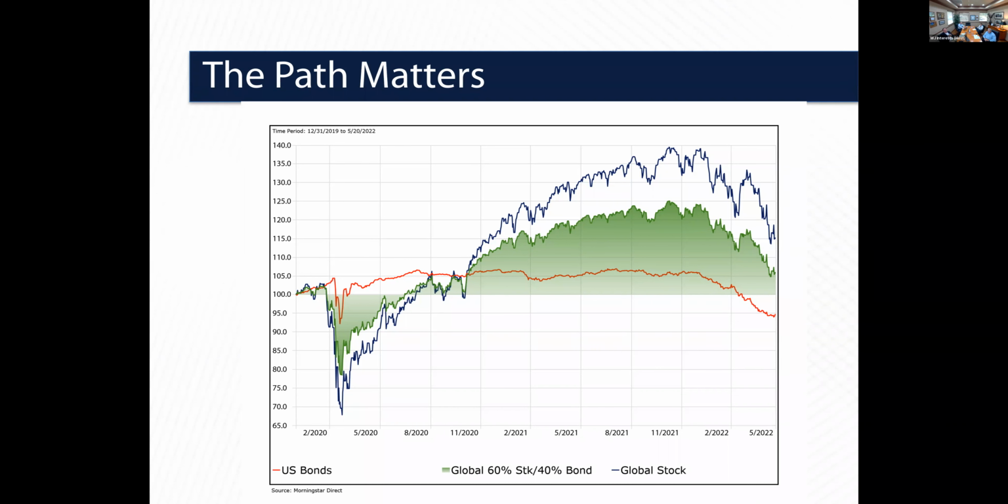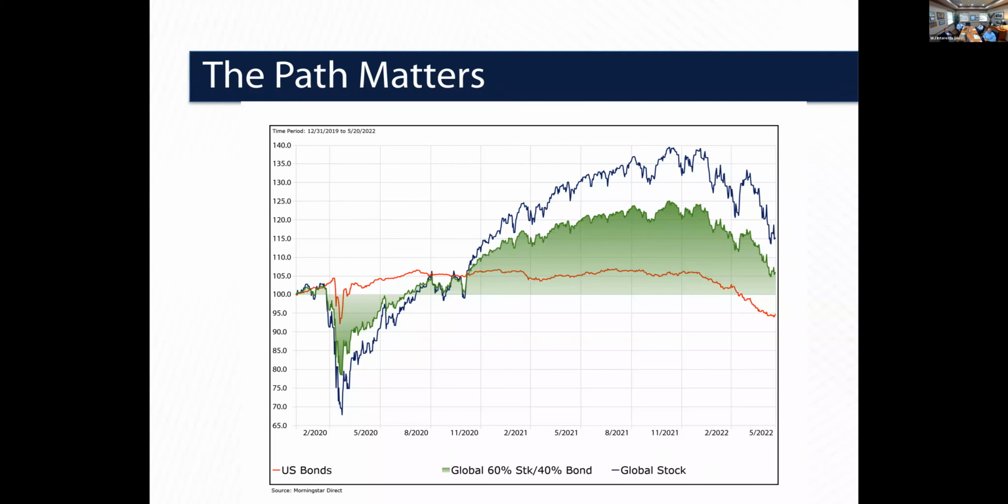Not necessarily just the overall return. So we're highlighting here, obviously, we're starting at the beginning of 2020, which was right before COVID. You can see the dramatic decline in stocks and bonds, honestly, and a global balanced portfolio was down literally 20% in a month, right? And stocks were down about 35%.